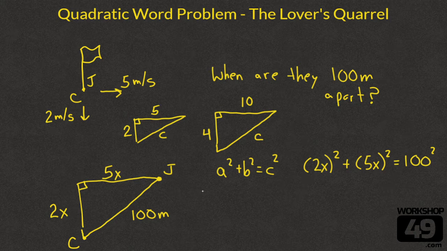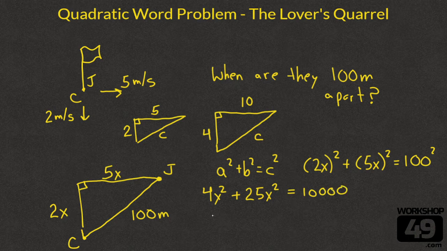The (2x) squared becomes a 4x squared. That's because you have to square both terms in the brackets. That's where this gets botched. Someone's going to square this and say that this is 2x squared. It is not. It is 4x squared. A (5x) in brackets squared, that's a 25x squared. And it's going to equal our 100 squared, and we can just knock that out in a calculator, or you can know that it's 10,000.